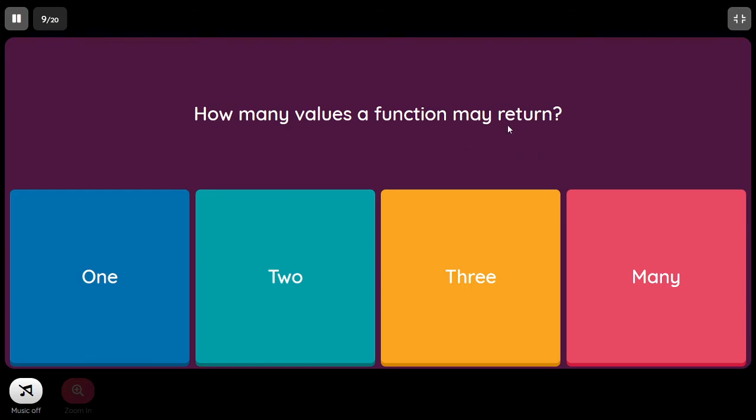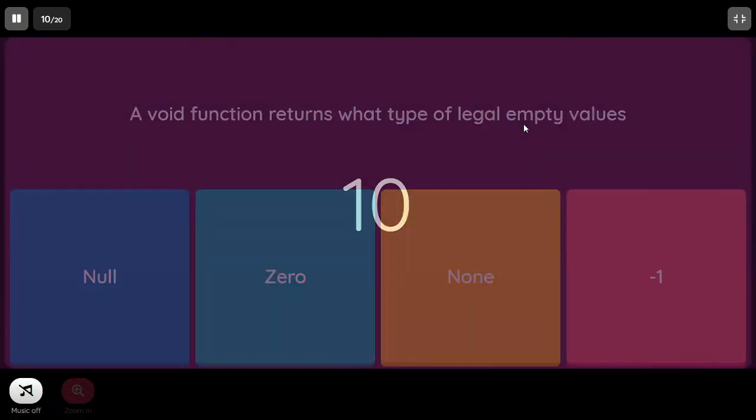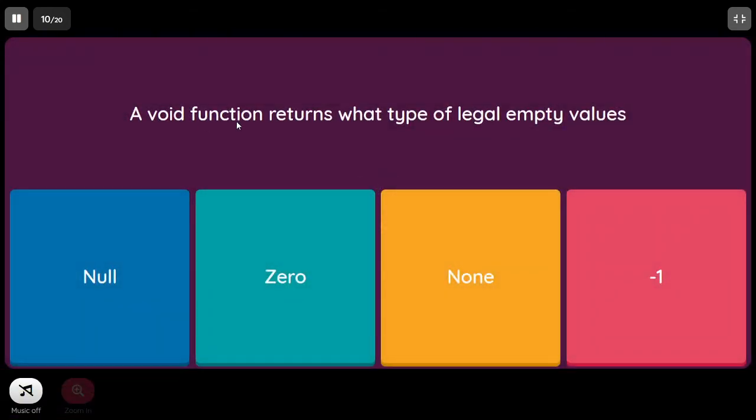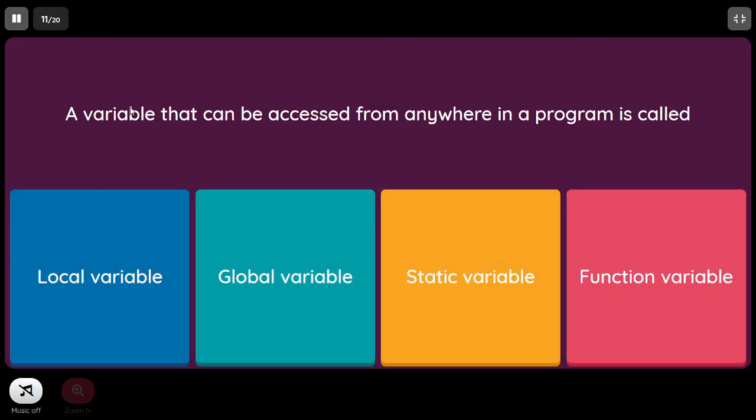How many values may a function return? There is no limit. You can return n number of values. A void function returns what type of legal empty value? When a function is not returning anything, the default return value is going to be None. A variable that can be accessed from anywhere in a program is called? The term itself makes us understand: anywhere in the program. It is global.